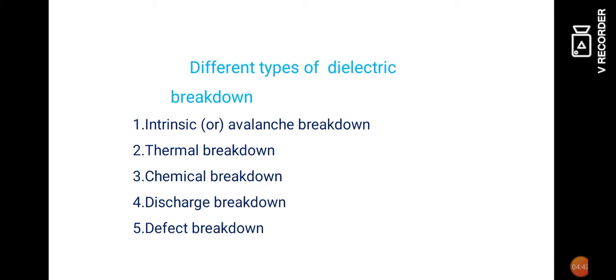Now let us see the different types of dielectric breakdown. The first one, intrinsic or avalanche breakdown. The second one, thermal breakdown. The third one, chemical breakdown. The fourth one, discharge breakdown. And the last one, defect breakdown.